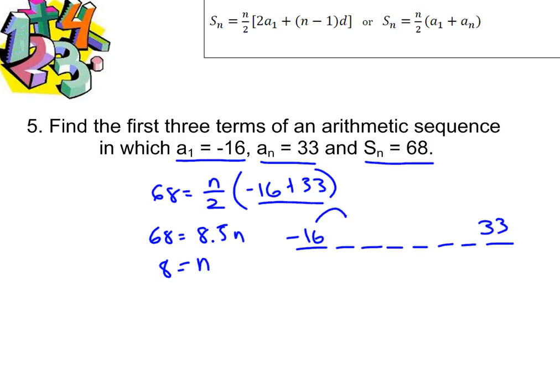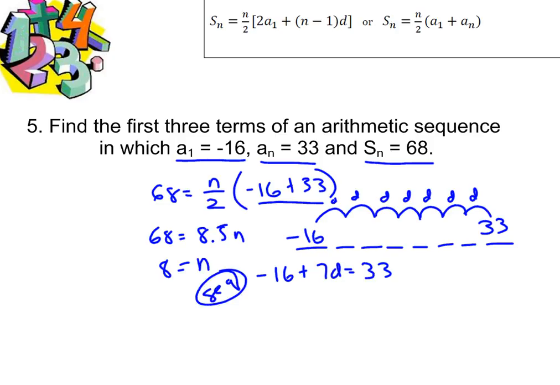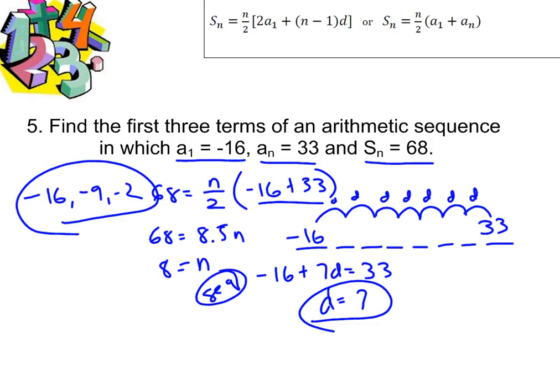So now I kind of use that sequence part. How many common differences did I use? 1, 2, 3, 4, 5, 6, 7. So negative 16 plus 7 times my common difference will give me 33. This is back to the sequence part. So 33 plus 16 divided by 7. My common difference will be 7. So the first three terms will be negative 16, negative 9, and negative 2. There's my first three terms. There's a lot of pieces to that one.